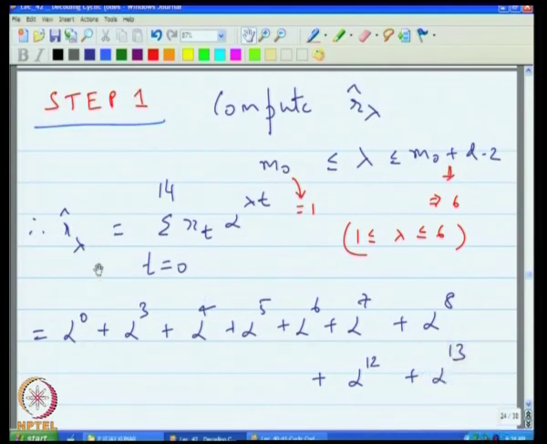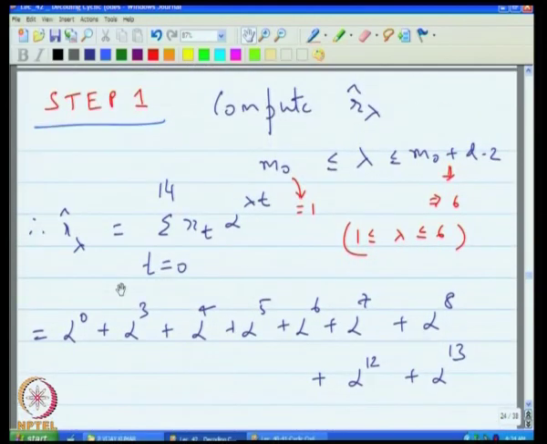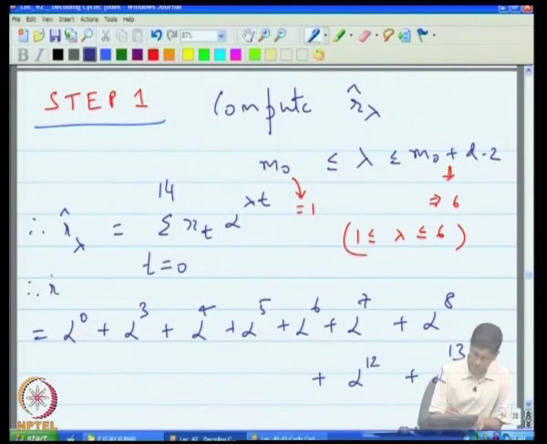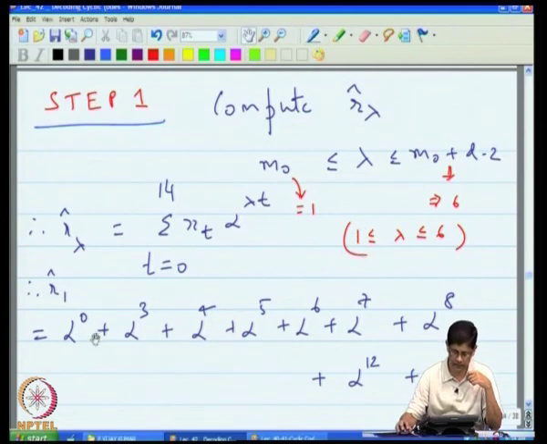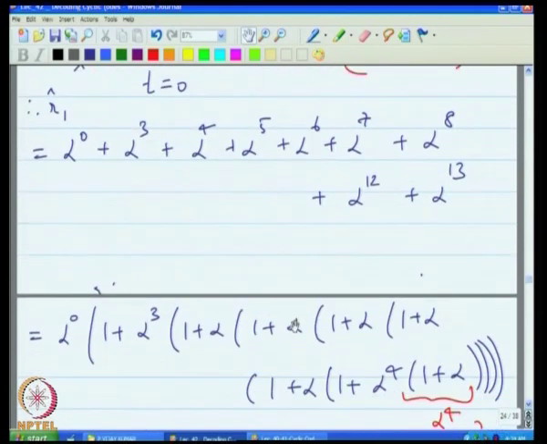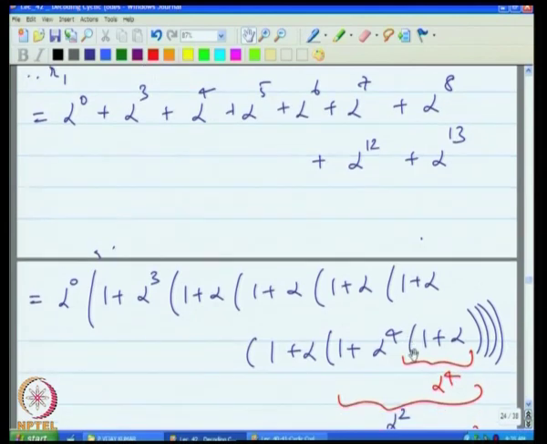So, supposing you want to compute this for r hat of 1. If you set lambda to be 1, that is you are computing it for the first frequency in this range, then that gives us alpha to the 0, 3, 4, 5, 6, 7, 8, 12, 13. You can use Horner's method to compute it. So that is alpha 0 into 1 plus alpha 3, 1 plus alpha 4, alpha 5, alpha 6, alpha 7, alpha 8, alpha 12, alpha 13. This is Horner's method to actually compute this.